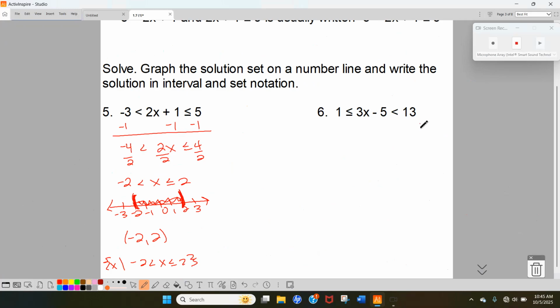All right, so for number 6, we're going to add 5 to all 3 pieces. And then divide by 3 in all 3 places. So then on a number line, we're going to be trapped between 2 and 6.